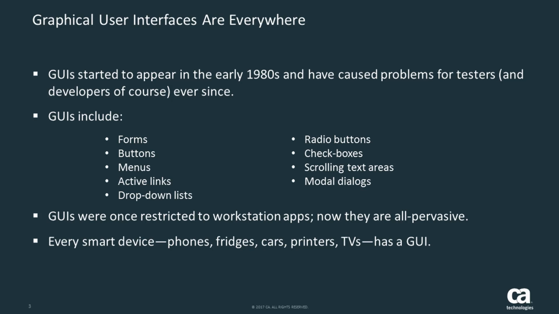Now, at one time GUIs were restricted to PCs or workstation applications. Now they're everywhere. They're on every smart device, your phone of course, but fridges, cars, printers, TVs, all these devices now have some form of smart UI, and it's a graphical one.